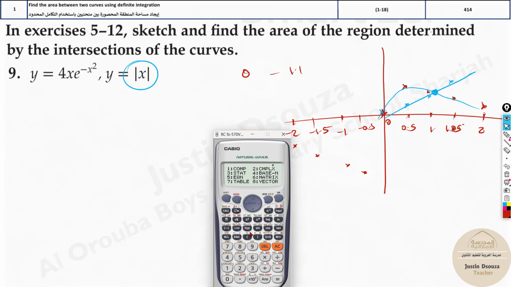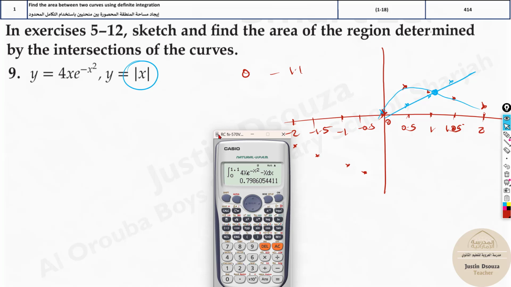Let me use this mode 1. Let's go back. Integral 4x e to the power, that is shift and this symbol over here, minus x squared, minus, let's take modulus x, or you can directly take x, it doesn't matter, it's the same thing. From where to where? From 0 to 1.1. What is the answer? It's 0.7986.